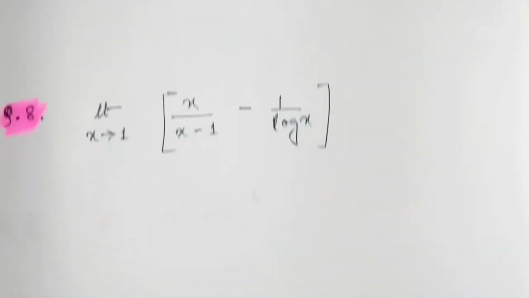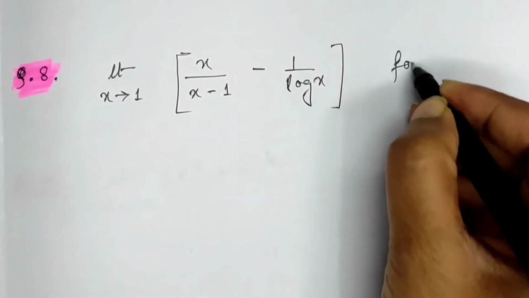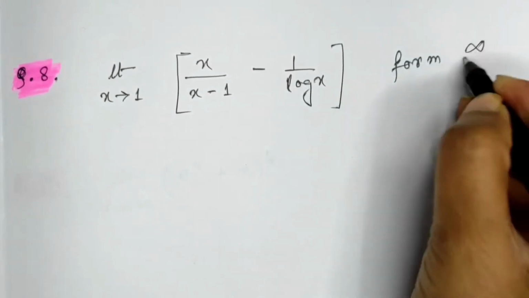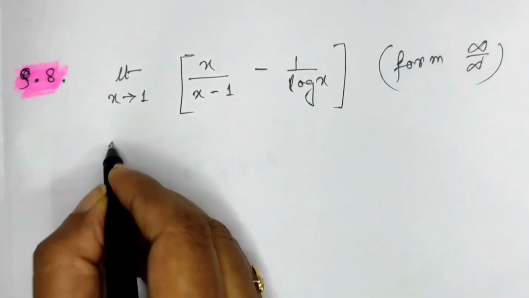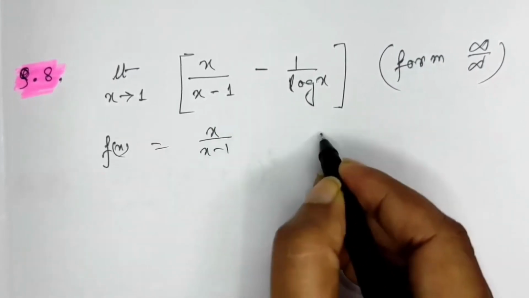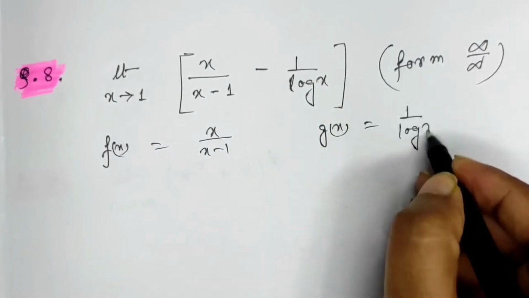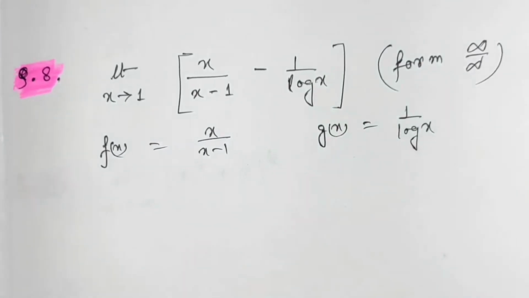Now one more question is here, and in this question again the form is infinity minus infinity. Just have a look, because here f(x) we can say is x divided by x minus 1, and g(x) is 1 upon log of x. So again we simplify and transform it into the form of 0 by 0, and proceed to solve it.